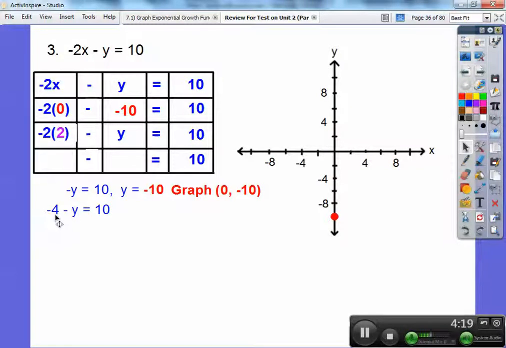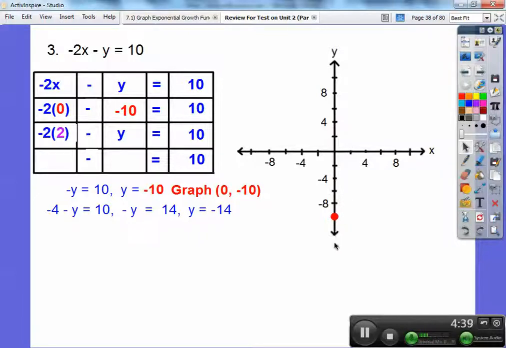We're going to go plus 4, so I get 14 over here. Careful, you guys, you want to subtract 4. I do too sometimes. So I get negative y equals 14, so y would be negative 14. I'm going to go over 2, down 14. Here's 10, so 12 would be right about here.